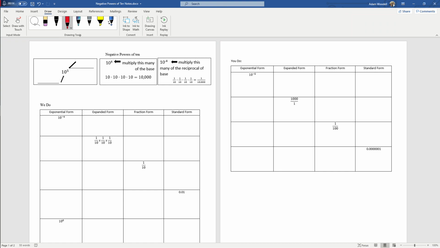Hey class, today we're going to be talking about negative powers of 10. So the first thing we need to talk about is just how the exponents work. You'll sometimes see a number that looks like this, where you have a big number on the bottom and a smaller number up top. So this is what we call something with an exponent.